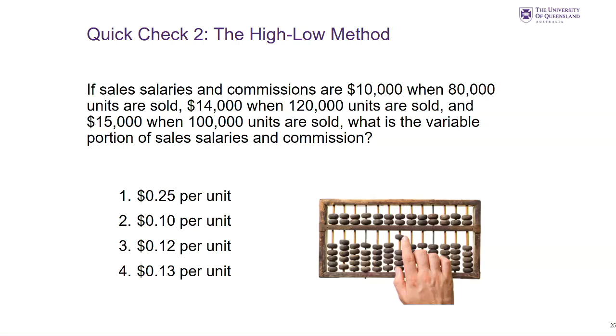Has anyone got an answer for me? Or a guess? Number 2? Okay, fantastic. How'd you get that? Yep, so you took this data point and this data point, and you just took the difference between 14,000 and 10,000 and divided that by the difference between those two. Great. Okay, does everyone understand that?